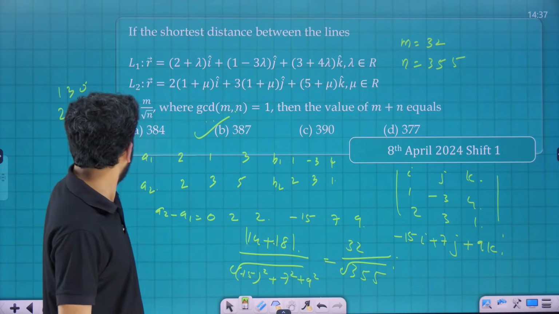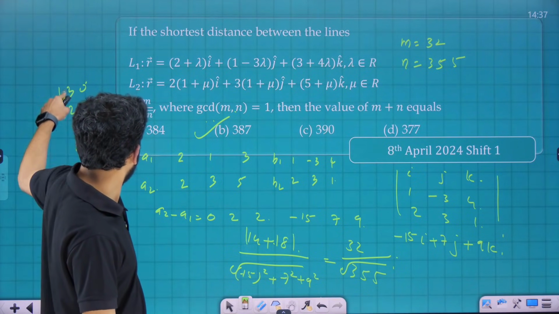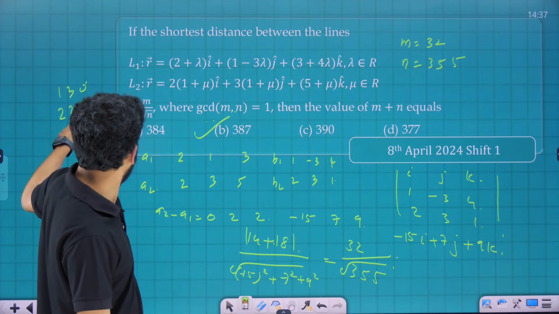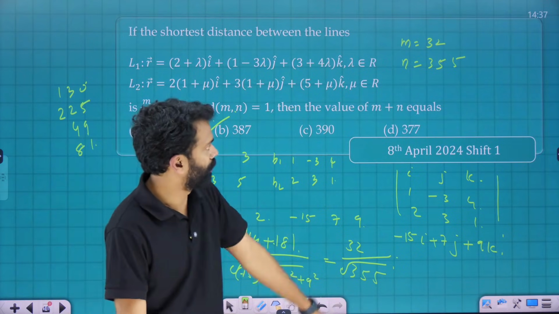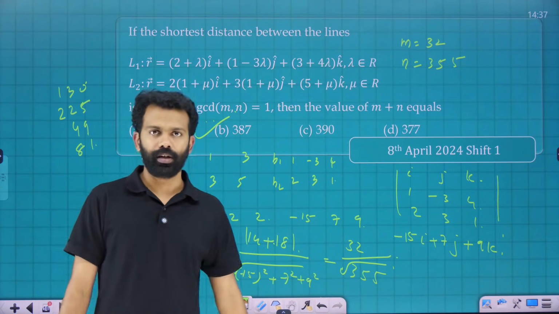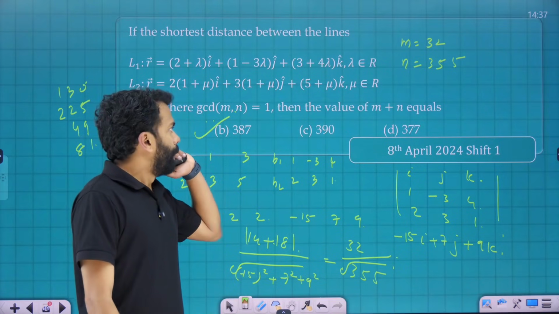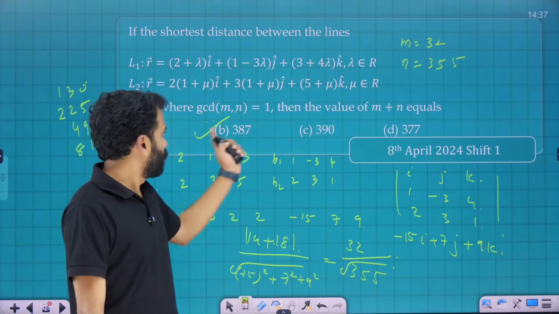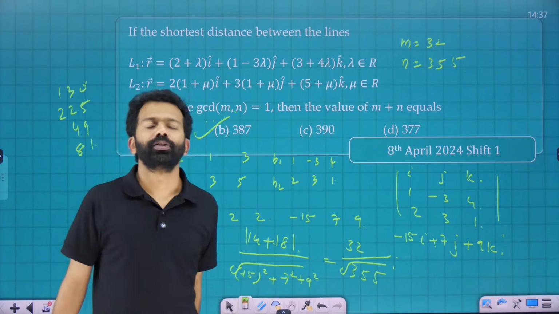387. I hope you got the idea here. I checked it once again because the options were close, to finalize it. 387 is the correct answer. Okay, that's all.